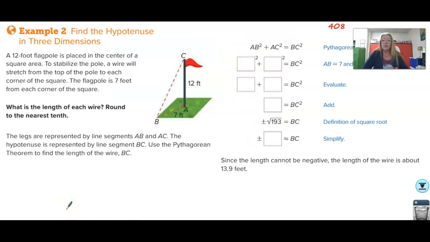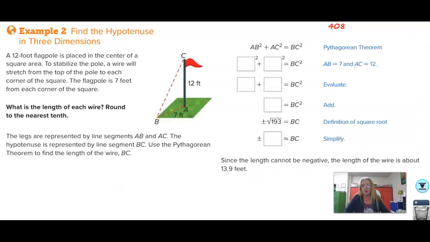All right, here we have a golf course. Find the hypotenuse in 3 dimensions. See, they make this really complicated really fast, and this is why we did a prequel on this unit, because it gets so complicated so fast. So they've given us this golf thingy, some flagpole. You've got a flagpole, and it's 12 feet high, and then you've got 7 feet to here, and they want to know the wire that stabilizes the pole. How long is it?